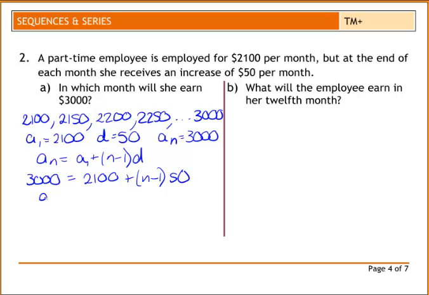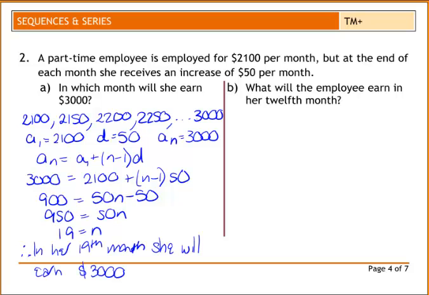Subtract 2,100 from both sides. I'll expand this out at the same time. 50 times n is 50n. -1 times 50 is take 50. Add 50 to both sides. 950 divided by 50 is 19. Therefore, write a statement: in the 19th month she'll earn $3,000. Now, at the end of that 19th month it will actually be $3,050 because it increases at the end of each month. But in that month she'll receive that 3,000.